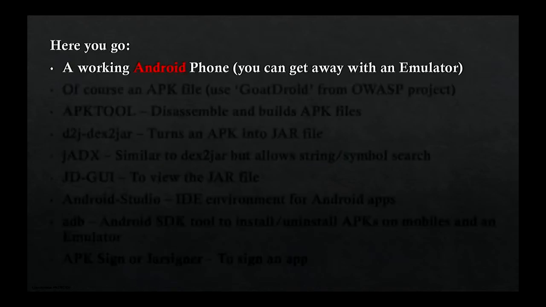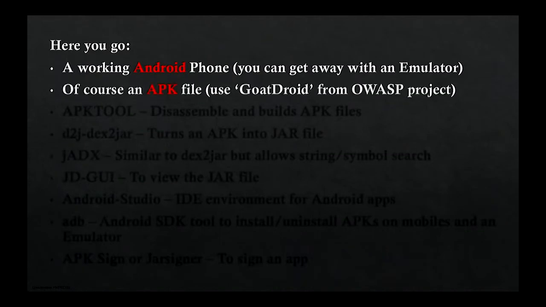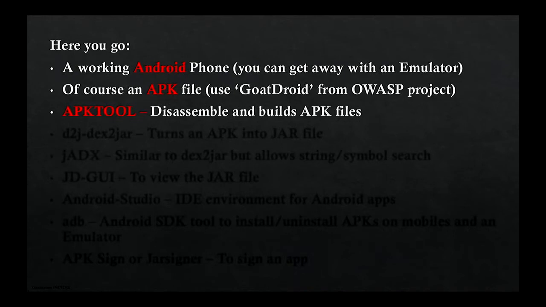Okay, so obviously if you want to do reverse engineering, you need either an Android phone or an emulator. That's fine. It doesn't have to be a phone, it could be a tablet too. Of course, an APK file, you could download one from OWASP's Droid project, because that contains all of those top 10 vulnerabilities. Obviously, if your friend can give you an APK file, that's great. This tool, APK tool, is probably one of the best tools out there for compiling and decompiling an APK file, which we will be using.